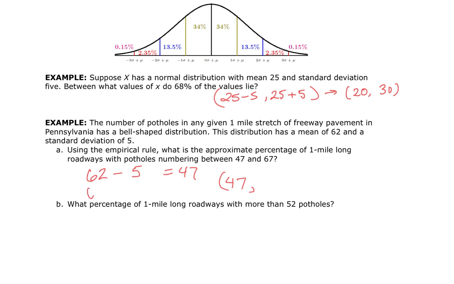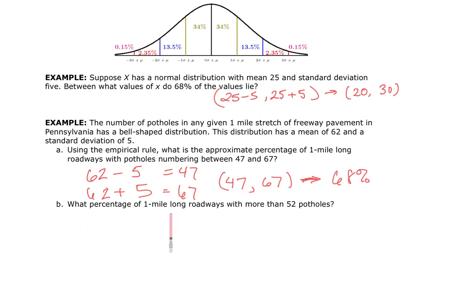And then I'm going to do the same thing with 67. Go back to my mean, 62. 62 plus how many standard deviations gives me 67? Well, we know that happens to just be 1 standard deviation. So to go from 47 to 67, we are going 1 standard deviation up and 1 standard deviation down, which is 68%. What is the approximate percentage of 1 mile long roadways with potholes? Well, approximately 68% of the 1 mile long roadways have potholes between 47 and 67.